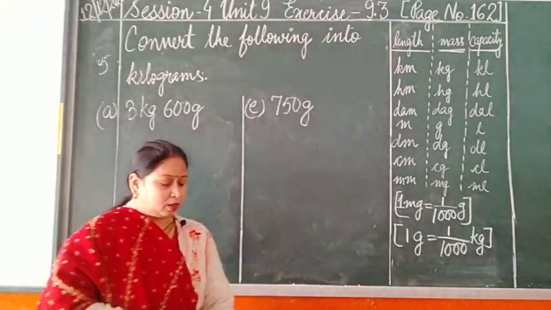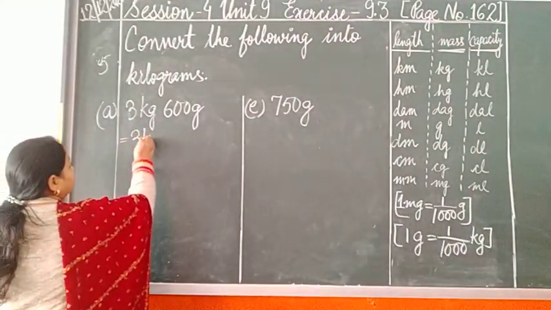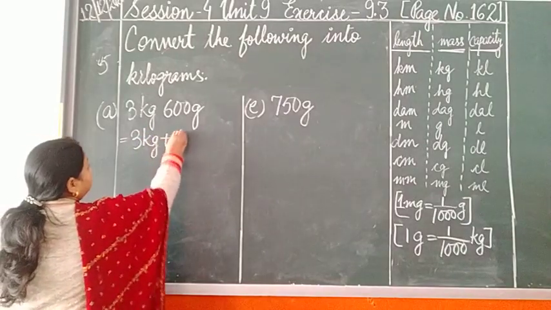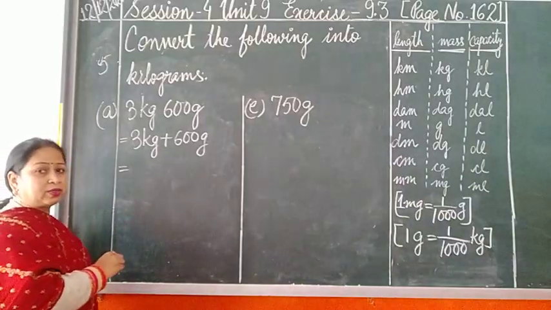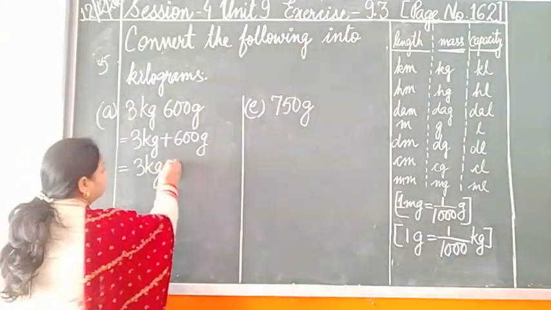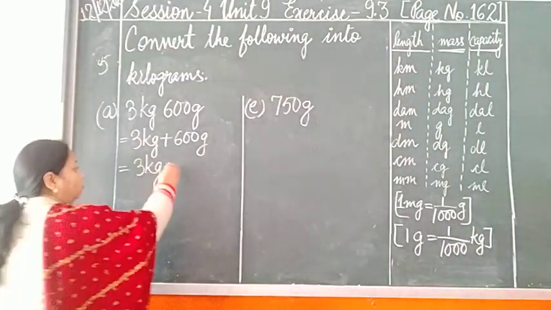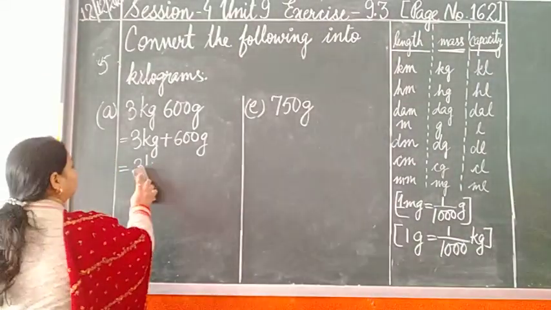Then let us move on to the questions. This will be written as 3 kg plus 600 gram. 3 kg remains 3 kg over there, no conversion, because we have to present our answer in kilogram. Where the conversion will take place? Oh, wait, I have not shown the conversion.